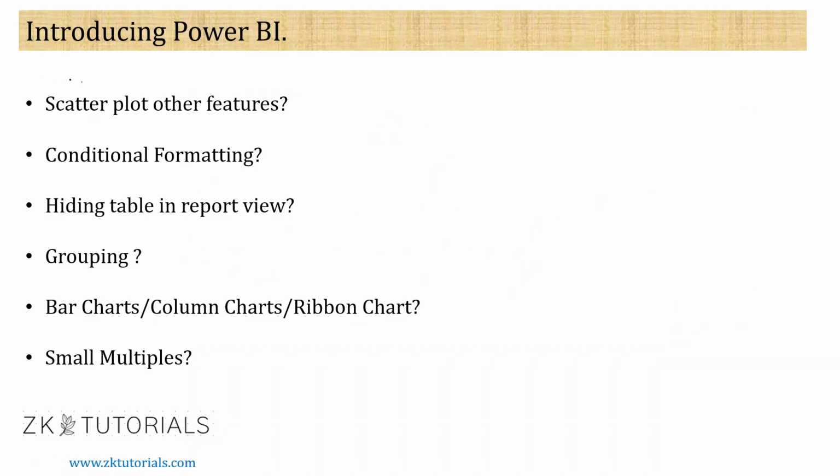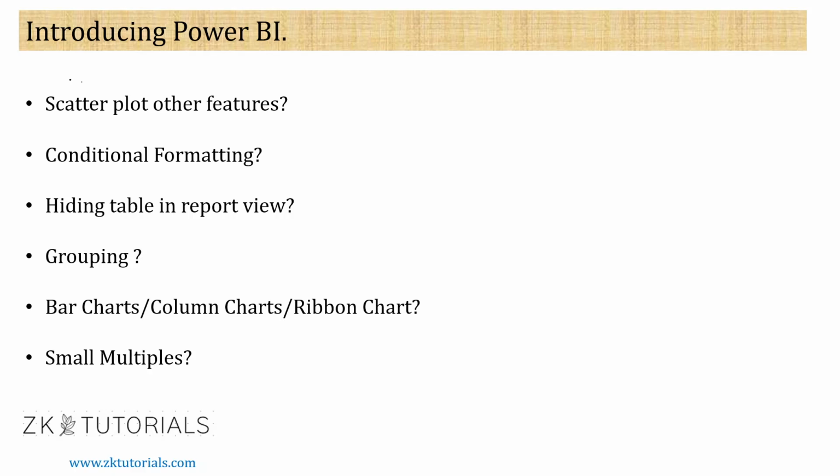In this video, we will be understanding some more features of scatter plot. We will also understand conditional formatting. We will see how to hide the table in report view and what is the purpose of it. We will also look at some grouping which will be helpful in the scatter plot. Then we'll understand bar chart, column chart and ribbon chart. And if time permits, we will also understand the small multiples.